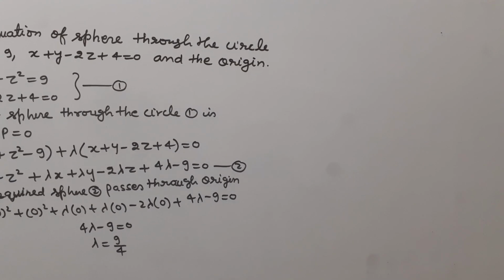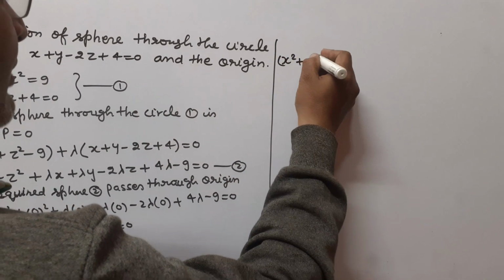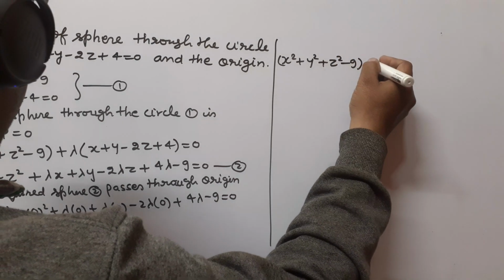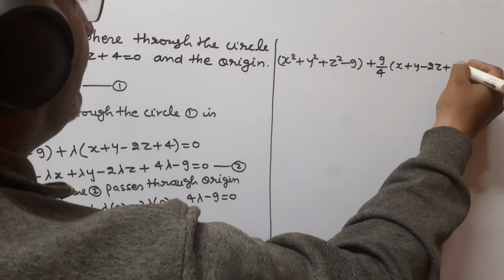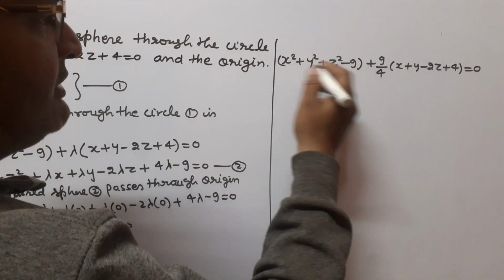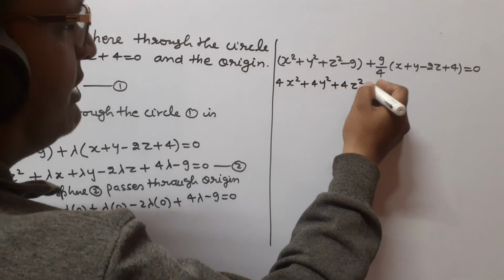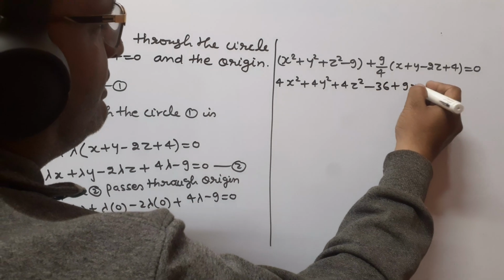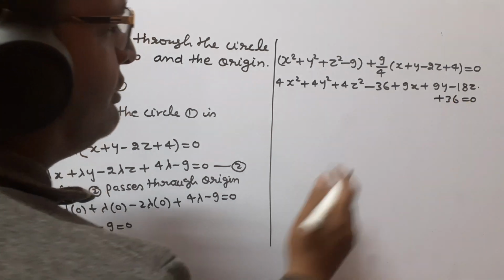Now we put the value of lambda in the above second equation and get the required equation of the sphere. So we get x square plus y square plus z square minus 9 plus 9 by 4 multiplied by (x plus y minus 2z plus 4) equal to 0. We substitute the value of lambda, that is 9 by 4, in the above equation. So we multiply this equation by 4, and we get 4x square plus 4y square plus 4z square minus 36 plus 9x plus 9y minus 18z plus 36 is equal to 0.